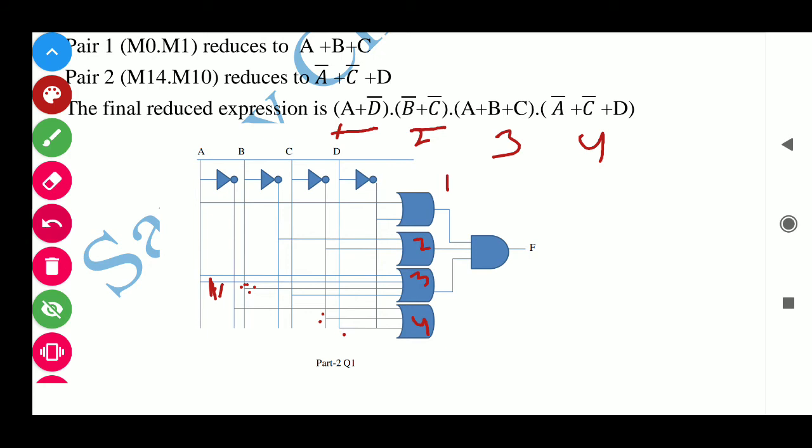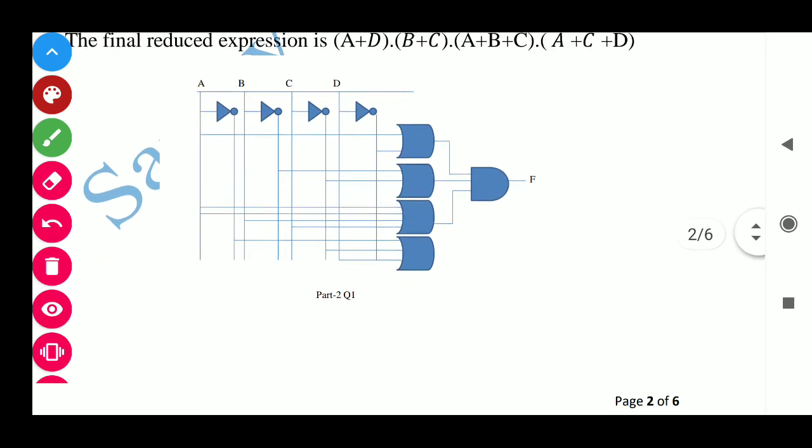Now I'll take one more example, then you can understand how it is done. Okay, you will have practice for this. Now see the next question.